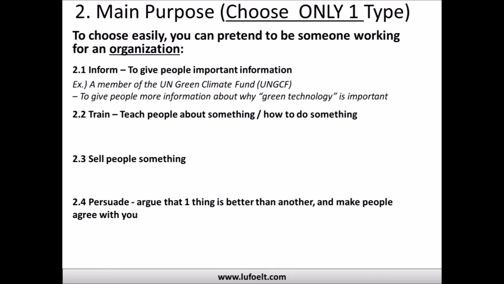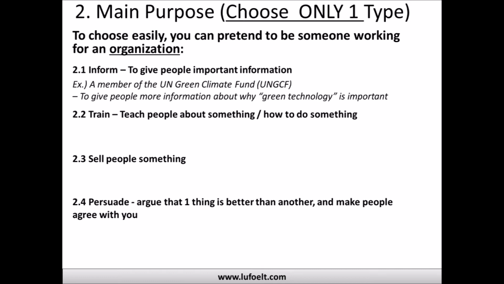So for example, if I'm pretending to work for an organization, I could be a member of the UN Green Climate Fund. And the main purpose of my presentation could be to give people more information about why green technology is important, just to spread awareness and make people understand this topic a little bit better with more information. That would be my main purpose. If I were pretending to work for the UN Green Climate Fund, this could be the purpose of my presentation.